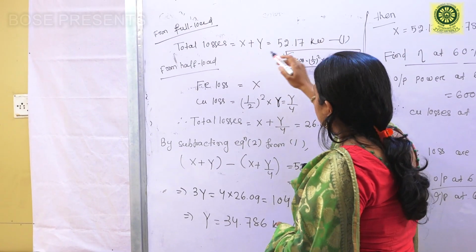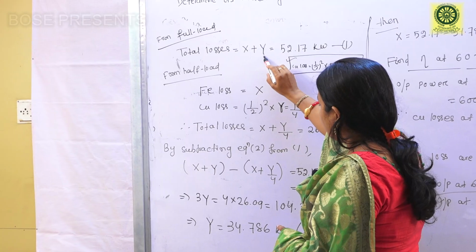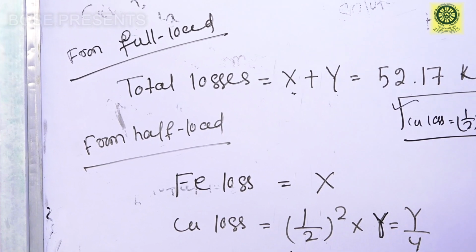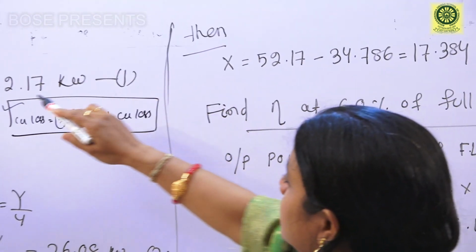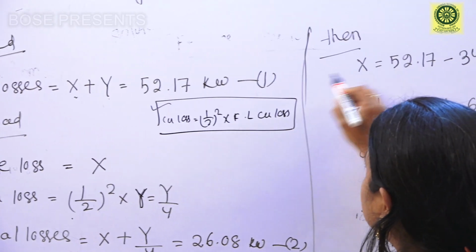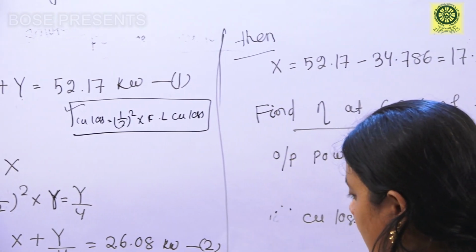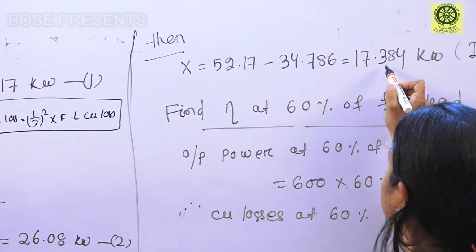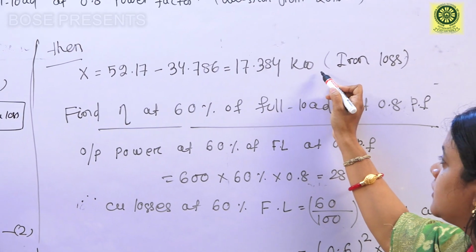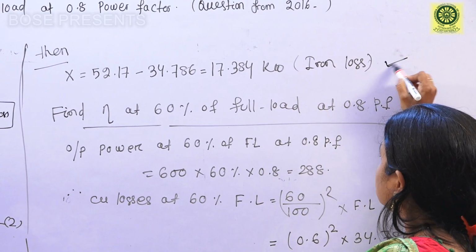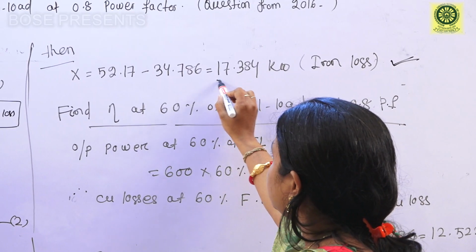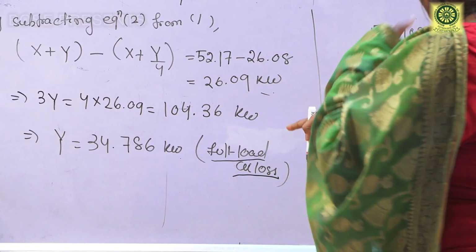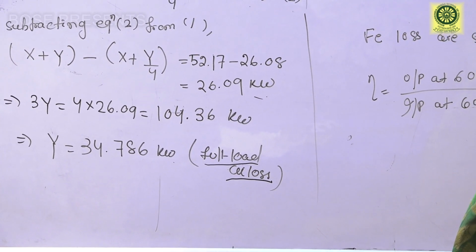Let's see equation 1. We put the value of Y in equation 1 and we get the value of X. So X is equal to 52.17 minus Y, here 34.786. So it will become 17.384 kilowatt. That is the iron loss. So we get iron loss is 17.384 kilowatt and the copper loss is 34.786 kilowatt.